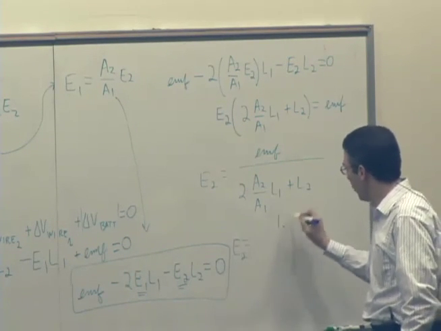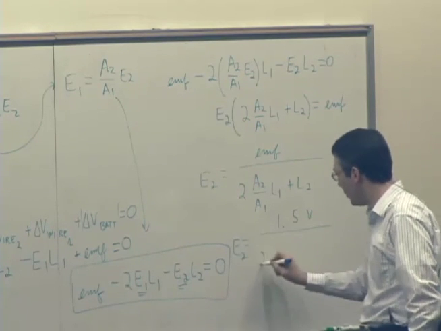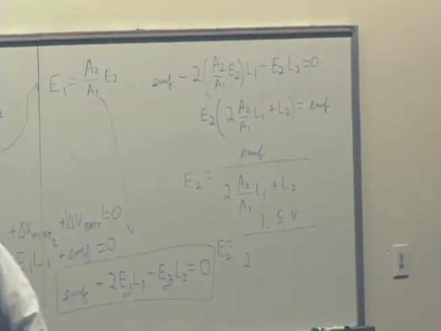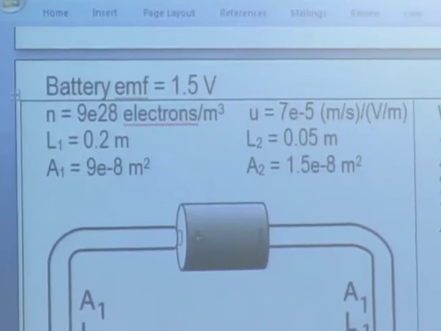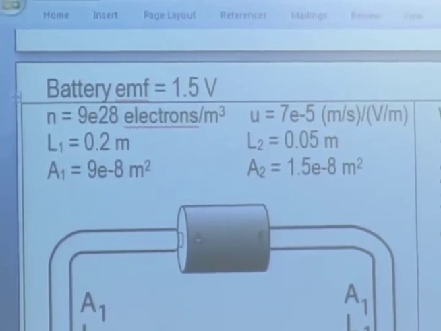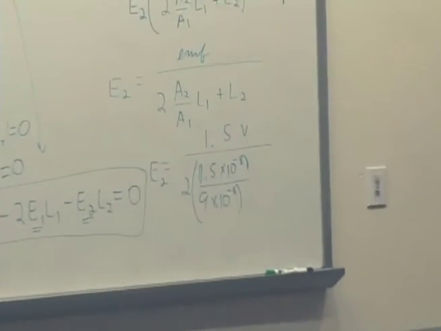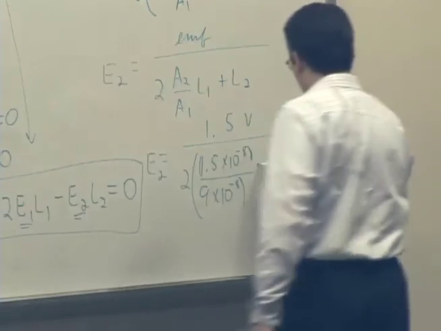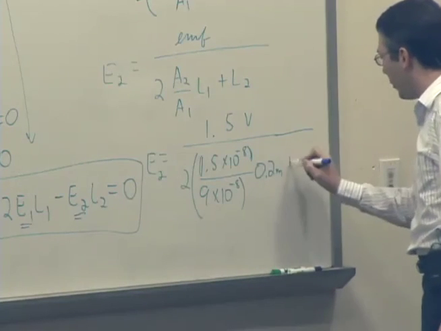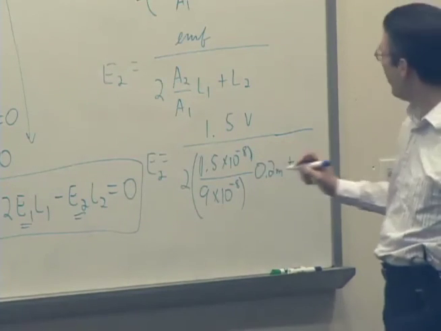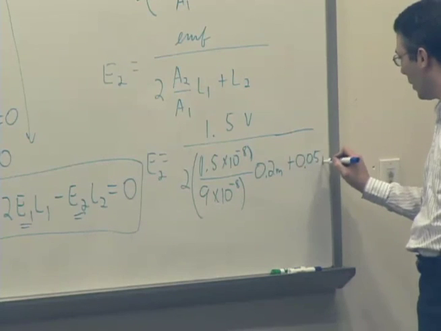And finally, I have 1.5 volts over 2 times the area 2, which is 1.5 times 10 to the minus 8. And area number 1 was what, 9? 9 times 10 to the minus 8. And L1, how long was wire 1? 0.2 meters. And then plus, what was L2, 0.05? Okay.